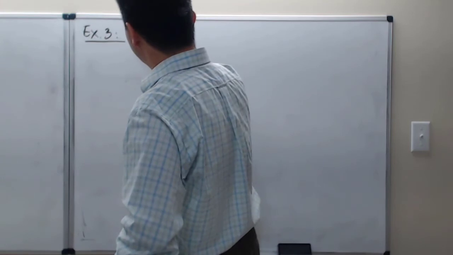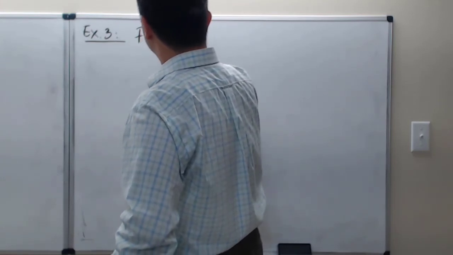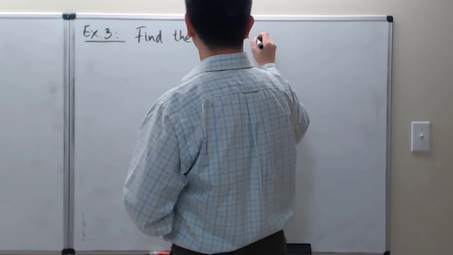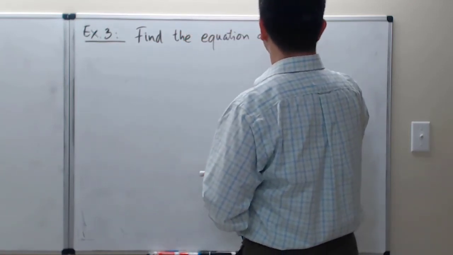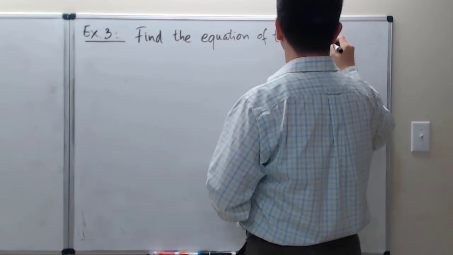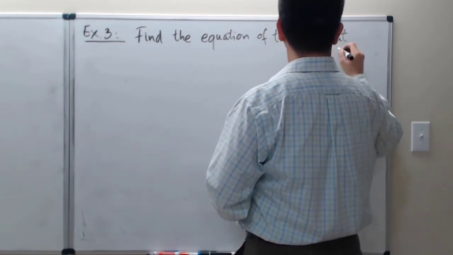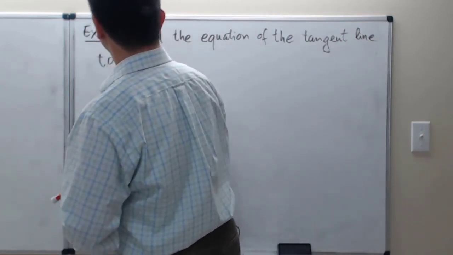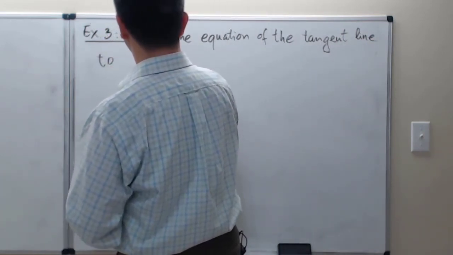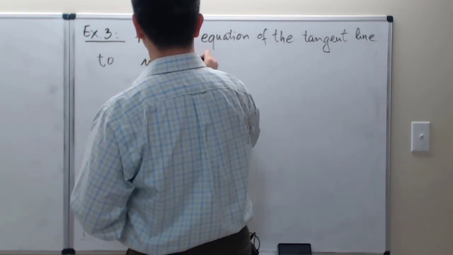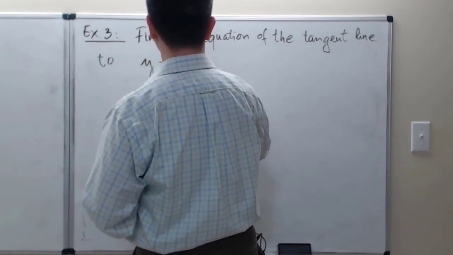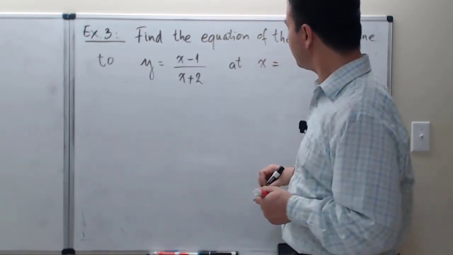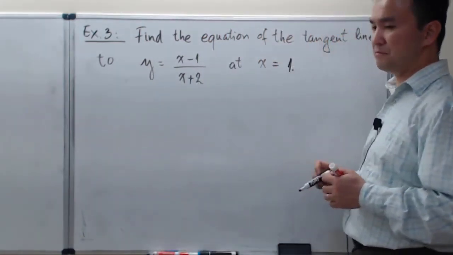So I'm going to say: find the equation of the tangent line to the function y equals x minus 1 over x plus 2, at x equals 1.